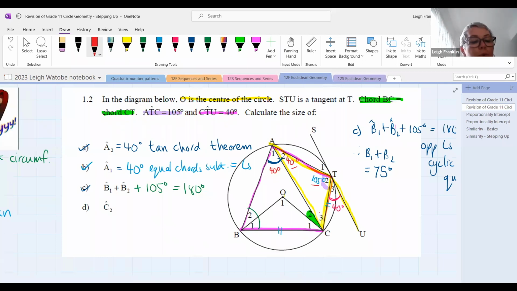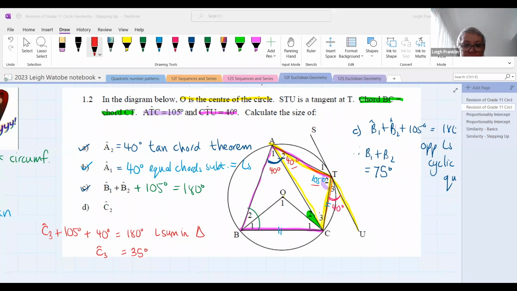So we can just use angles in a triangle to work out how big C3 is. Absolutely, nice and easy. We would write over here that C3 plus 105 plus 40 equals 180 degrees because of the angles of a triangle. So how big is C3 then? We would have to take 40 and 105 away, which leaves us with 35 degrees. Yes, there we go. Good job, everybody. And we also need to work out how big C1 is.